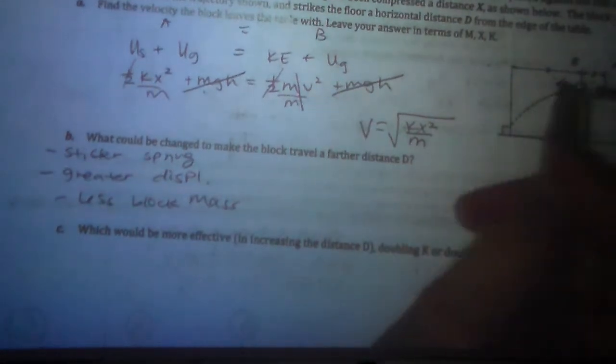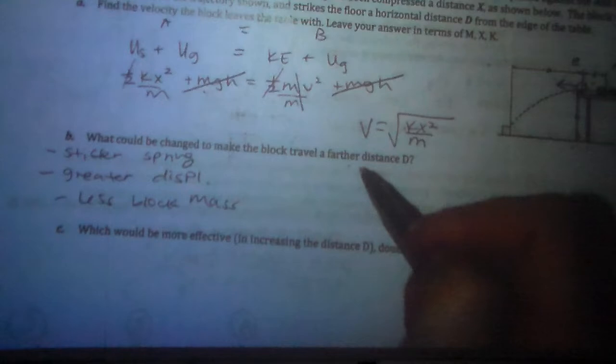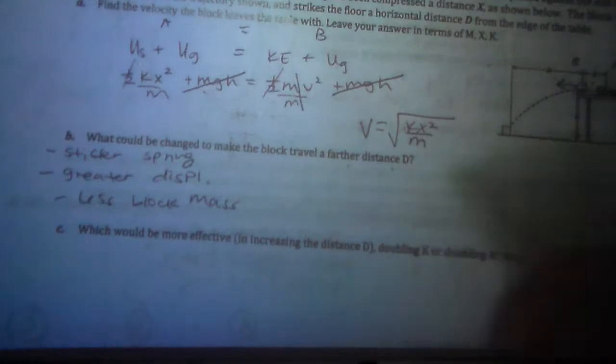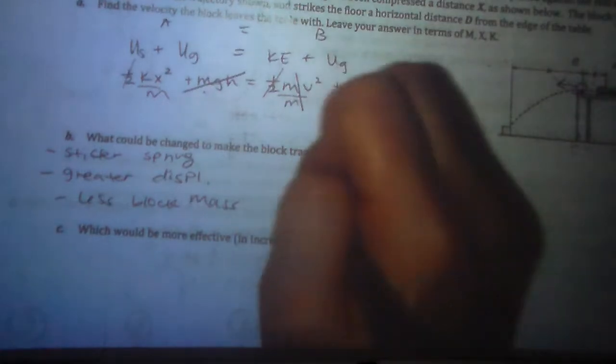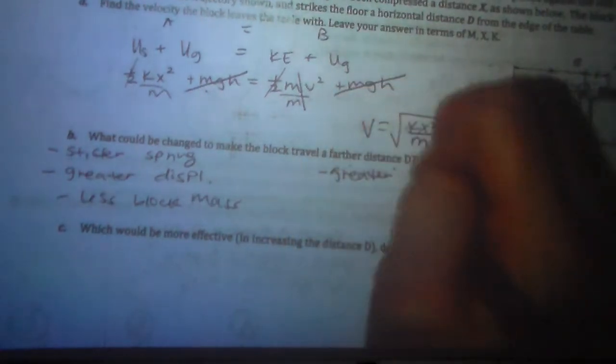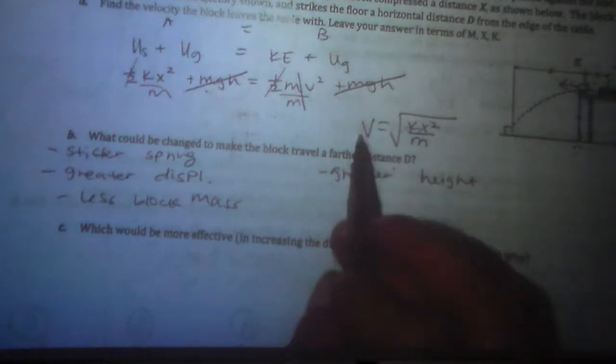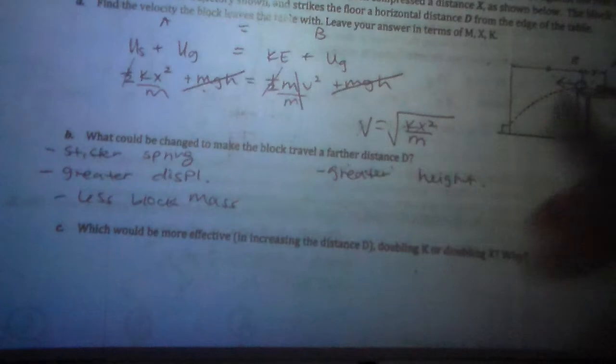But faster is not the only thing that would make it travel farther. You could also have it fall down farther, so you could also have a greater height. And if you're like, but that's not in the equation, that's true. I'm not saying a greater height has anything to do with the velocity. In fact, I know it doesn't, but it would have it travel in the air for a longer time while it's going that speed, which would make it go farther.